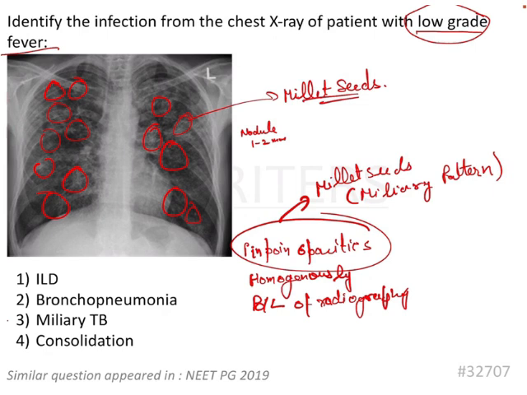Okay, so this is something we have to understand, that this particular radiographic feature is that of miliary tuberculosis, and we'll be getting the answer. That is your third option, where you have miliary TB as the option.